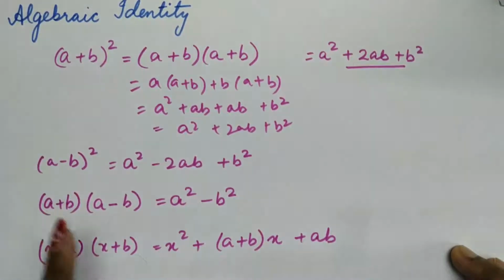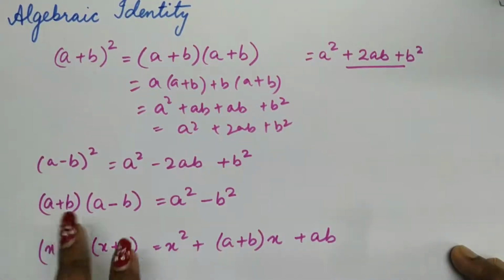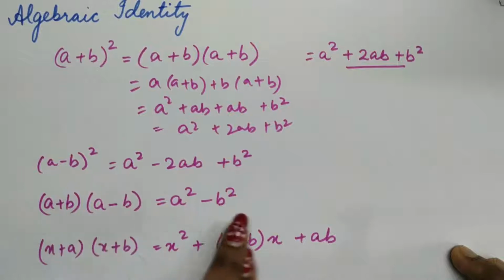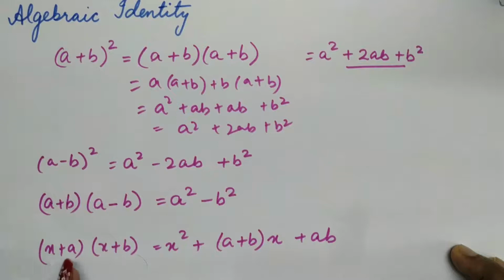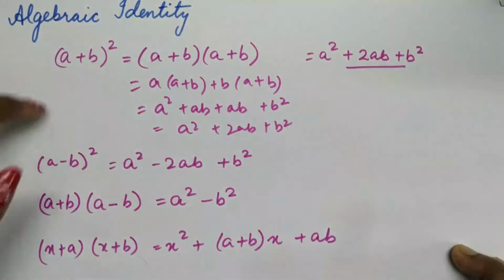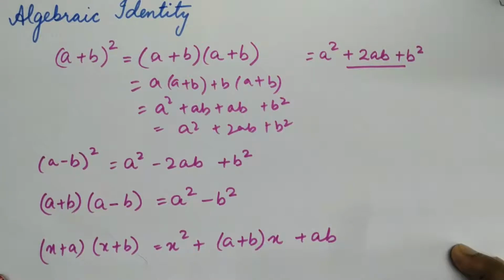Now (a plus b) into (a minus b), whenever we have this kind of an expression, we are going to solve it as a square minus b square. And when we have (x plus a) into (x plus b), it is going to solve as x square plus (a plus b) of x plus ab. These are the four identities that you need to remember to solve the questions in the exercise.